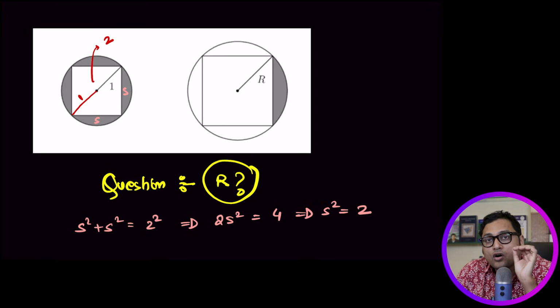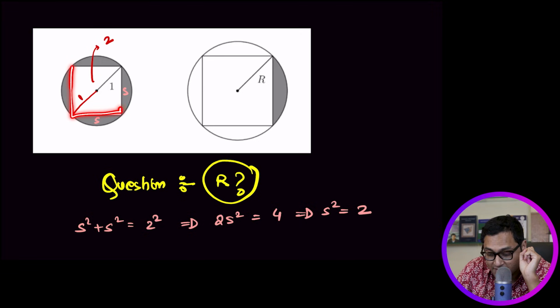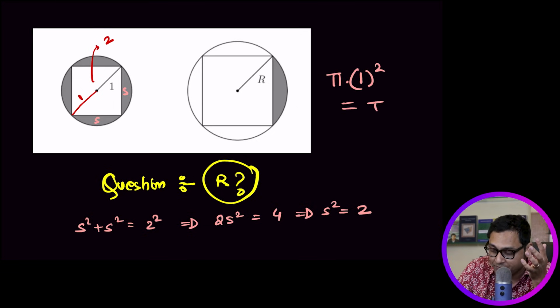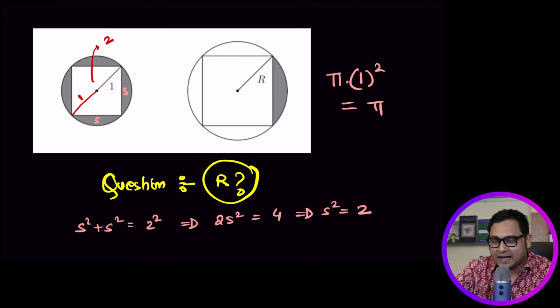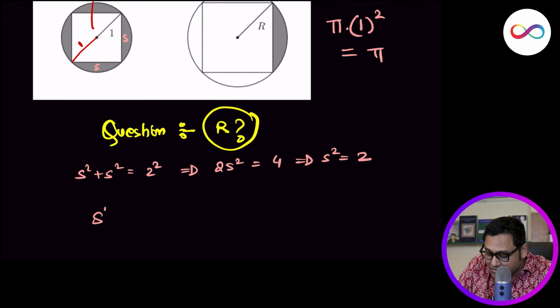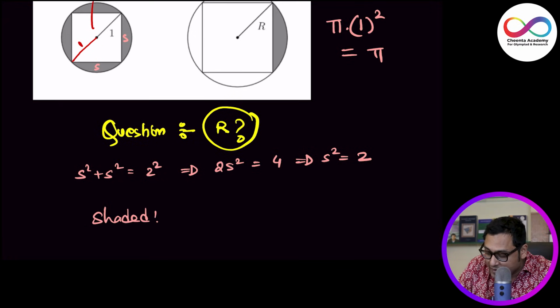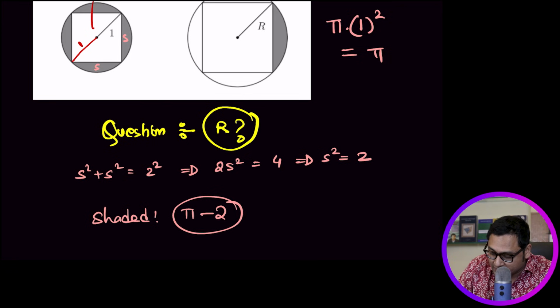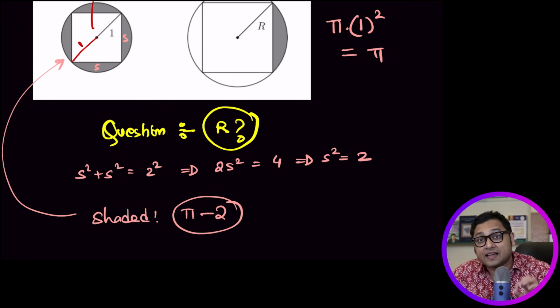The area of the square is 2. Which square? This particular square. That's 2. What is the area of the circle? The area of the circle is pi times radius square. Radius is 1, so pi times 1 square, which is pi. The area of the circle is pi. The area of the square that we are sort of taking out is 2. So the area of the shaded region is pi minus 2. That's what it is. Fantastic.